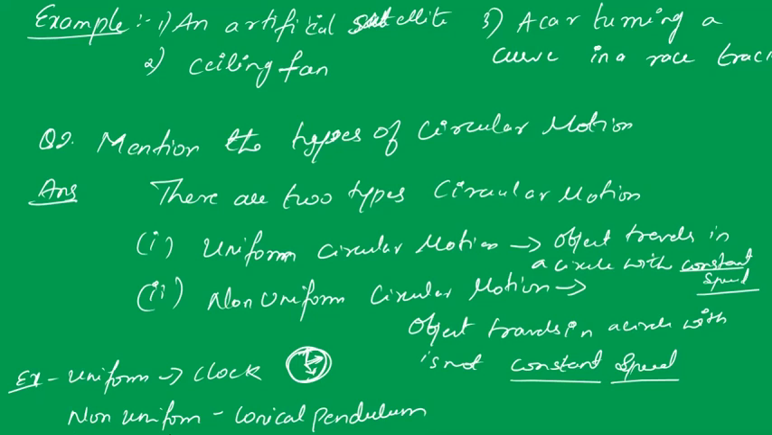Non-uniform circular motion is a conical pendulum. That is where the accelerations are carried on and the speed of the pendulum will not be constant. The uniformity is not maintained in the conical pendulum.